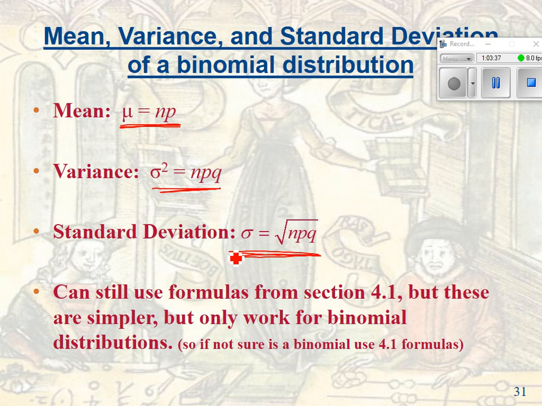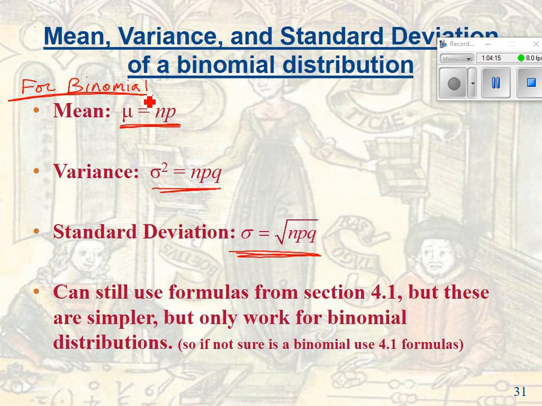If it's binomial, this only works for binomials. So all binomials are probability distributions, and all of them are the same as what we covered in the first section in this chapter. But not all probability distributions are binomials. So this works just for binomials. The stuff that we did in the first section works for everything.